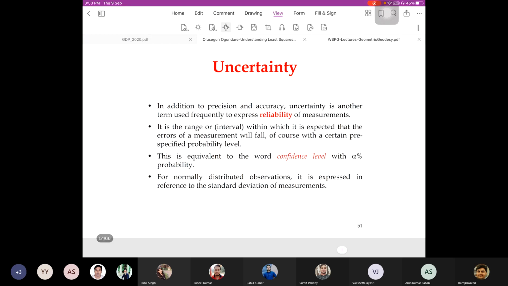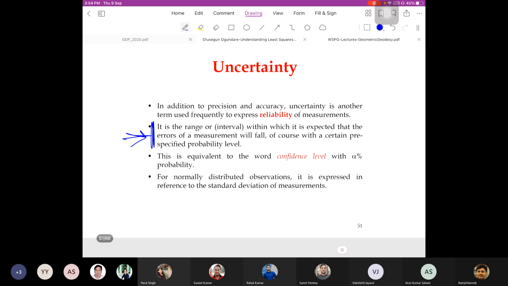So it is the range or interval within which it is expected that the errors of measurement will fall, of course, with a certain prescribed probability level. It's a very important line. You should read it very carefully, because ultimately this is the statement we are going to follow in multiple examples. Again, uncertainty cannot be a single value, because if you are not certain, obviously you cannot be certain of a particular value. You have an uncertainty zone where it is expected that your observation will fall.